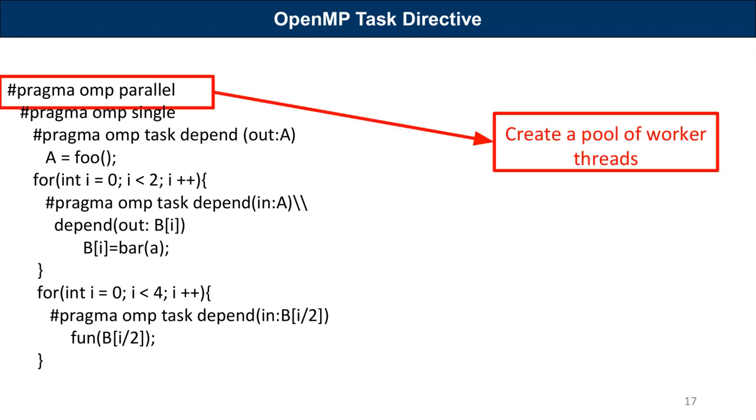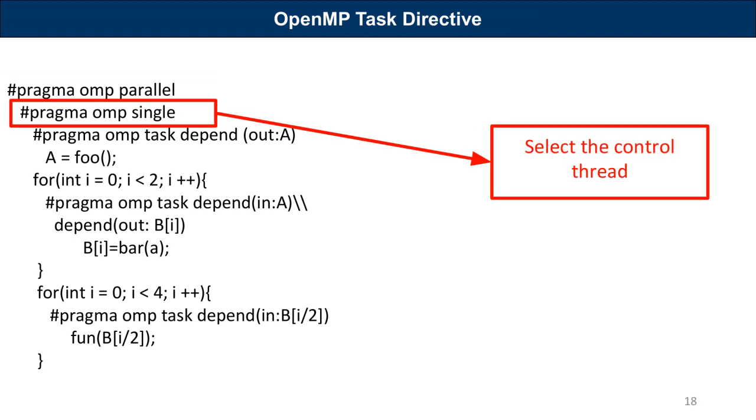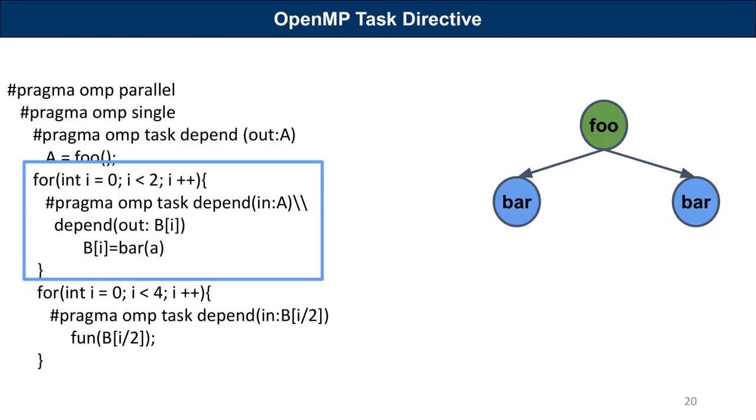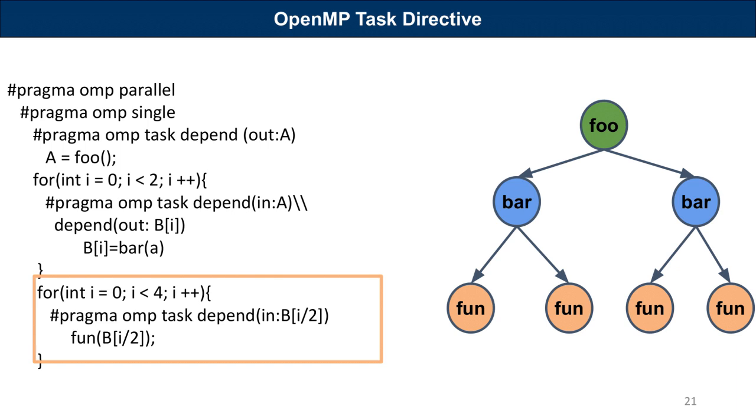First, a pool of worker threads is created with the pragma omp parallel directive. Then, the control thread is selected with the directive pragma omp single. From that point on, the control thread will create the tasks. Firstly, the initial task foo is created with the directive task. Then, the two bar tasks that depend on the foo task. And finally, the four fun tasks that depend on the bar tasks are created.